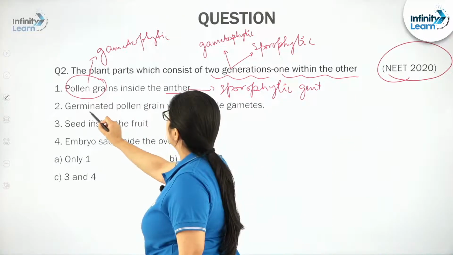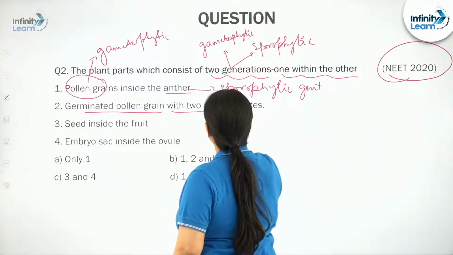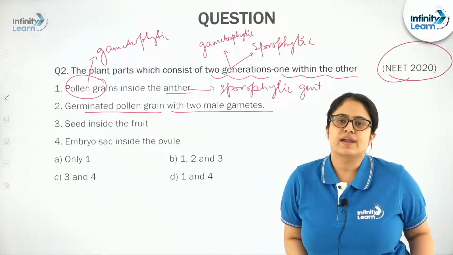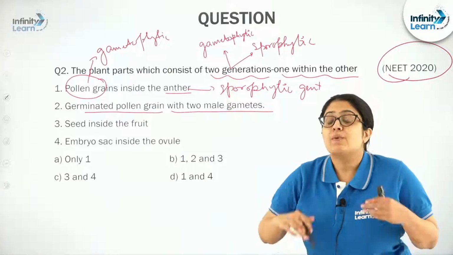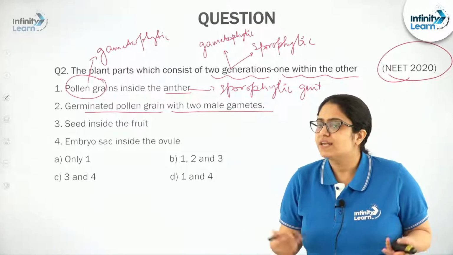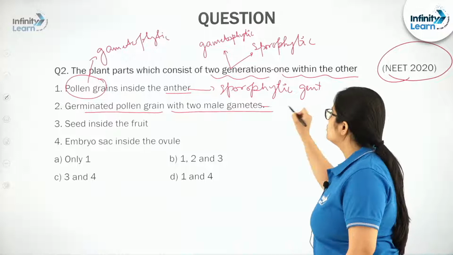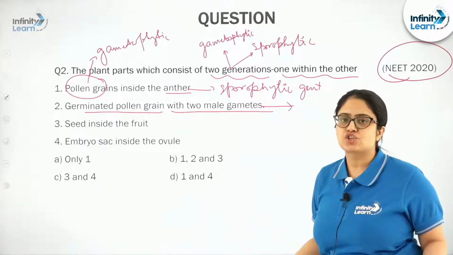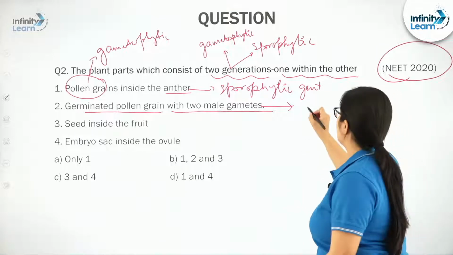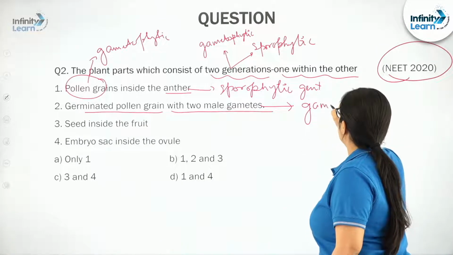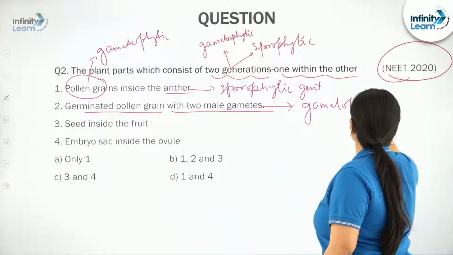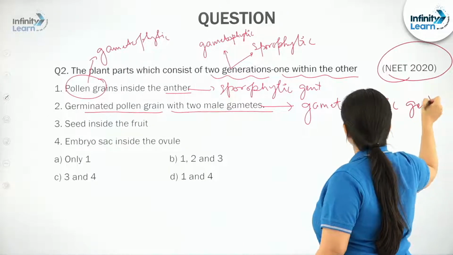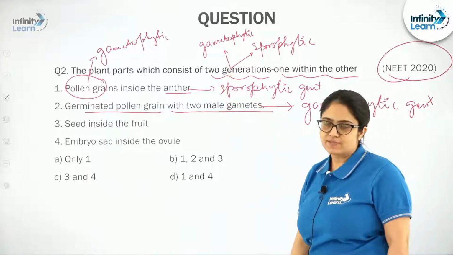Next, germinated pollen grains with 2 male gametes. See, germinated pollen grains, each and every cell of the pollen grain will be haploid and hence will represent the gametophytic generation. So, this structure, germinated pollen grain with 2 gametes, just shows one type of generation, and that is the gametophytic generation. Simple. So, it is not in sync with what the question asked by NTA.